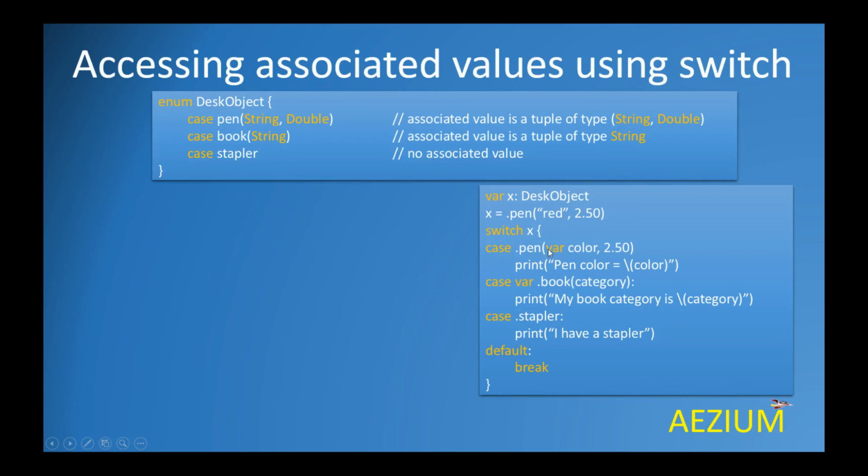But as a final example, let's consider this case where we are saying that if x has a value pen, if the second associated value of pen takes a value 250, we are only declaring one parameter here to extract the first associated value of pen. So we are not declaring two.